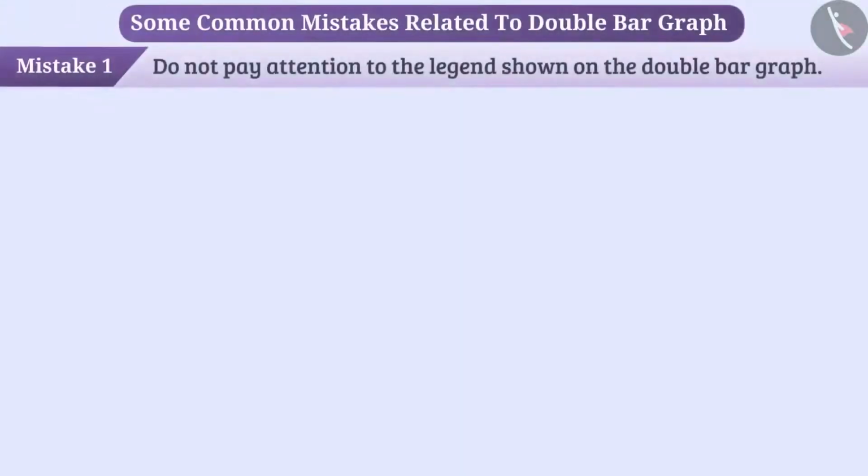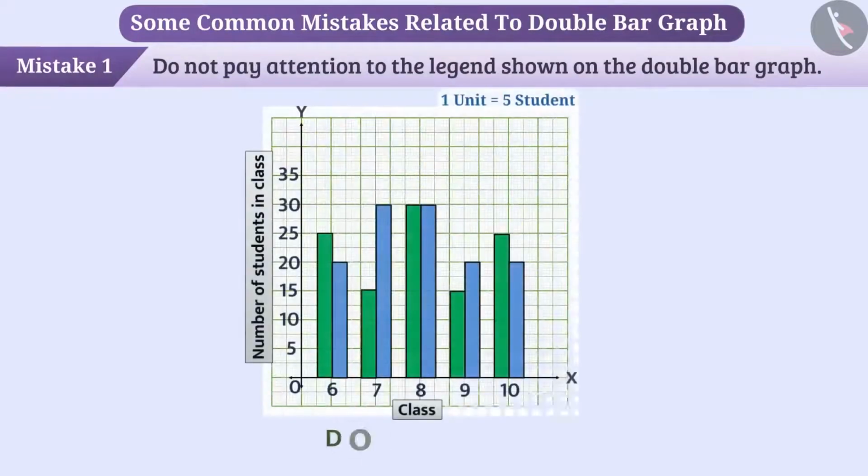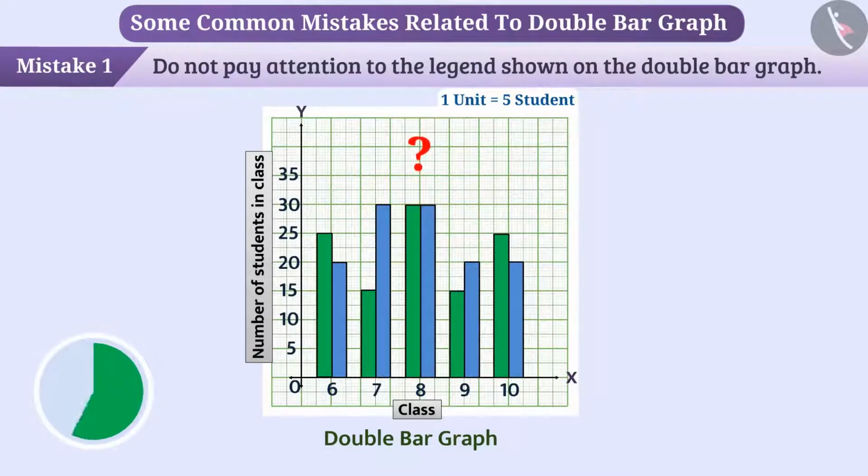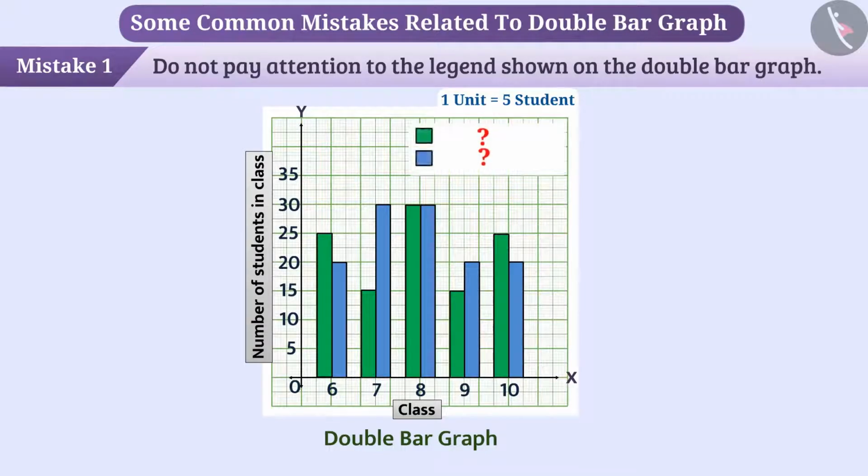Mistake 1. A child drew this double bar graph based on the data shown. Can you tell us what is reported here? Think. We cannot tell because this double bar graph does not show which color represents what bar. Because of this, information cannot be obtained from this double bar graph.